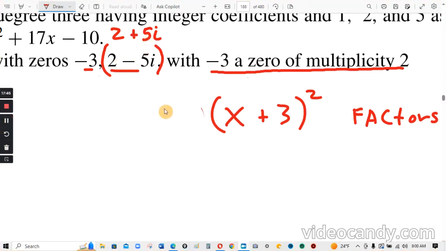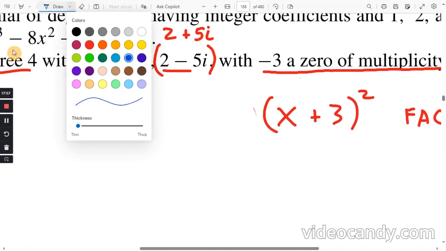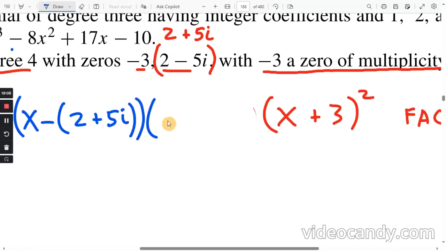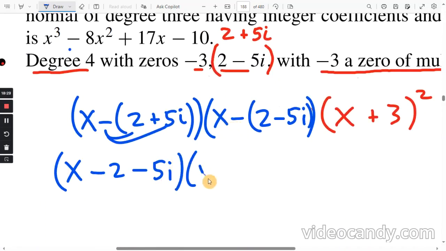All right, since these are both zeros, we're going to do x minus each of these numbers. Let's see. I'll do it in a different color so we don't get confused. It's going to be x minus 2 plus 5i, and we're also going to do x minus 2 minus 5i. So this is going to be distributing the negative: x minus 2, and negative, negative 5i is positive 5i.